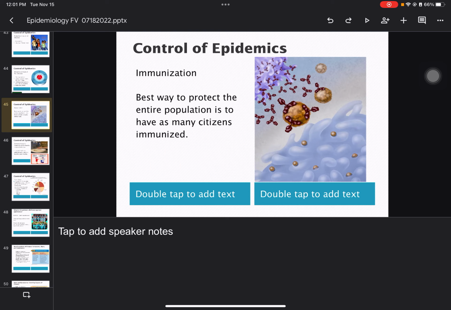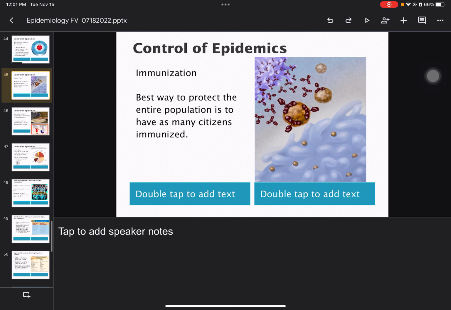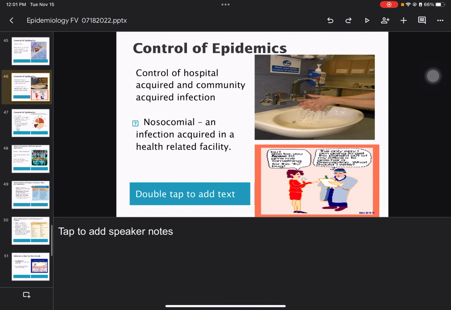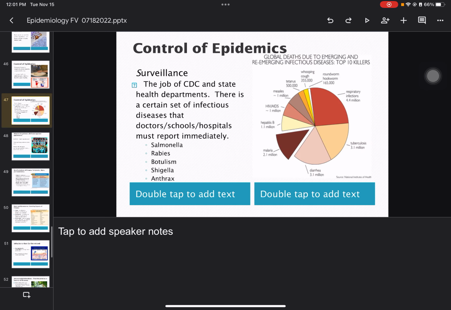So immunization, I've talked that one to death, you know where I stand, I'm gonna just leave that alone. And then hand washing is really important. Hand washing is still better than hand sanitizer, but hand sanitizer is really effective against RNA envelope viruses. And then surveillance is really important.